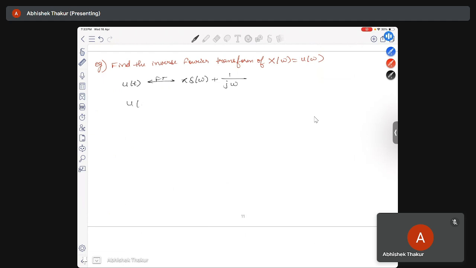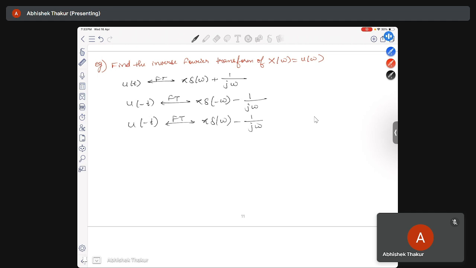So now u(-t) will have Fourier transform pi delta(-omega) minus 1 by j omega, as we are just using time reversal. Delta(omega) is an even function, so we can write it as pi delta(omega) minus 1 by j omega.